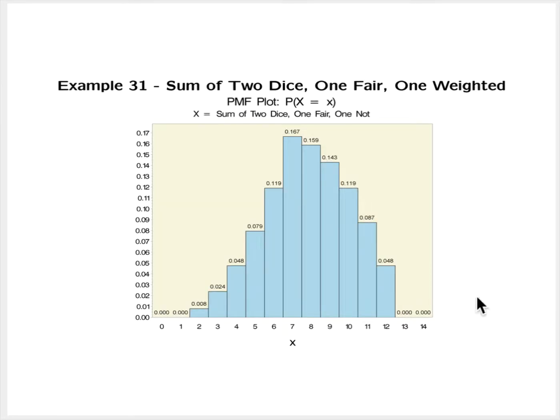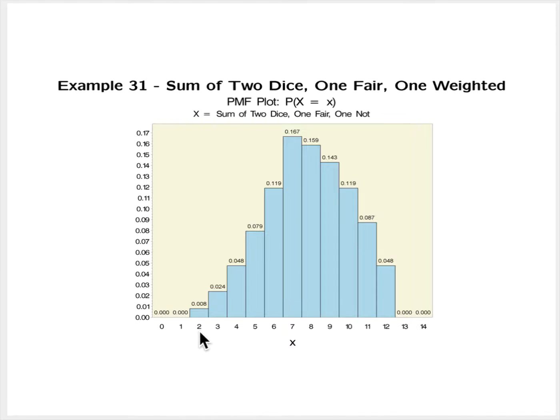Well, again, it looks like a histogram. It's a collection of rectangles. Each rectangle corresponds to a particular value in the sample space of the random variable. Each rectangle is centered over the value to which it is associated. And the area of each rectangle is equal to the probability associated with each of those outcomes.